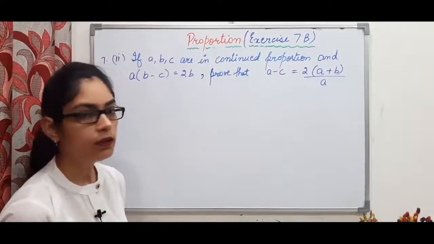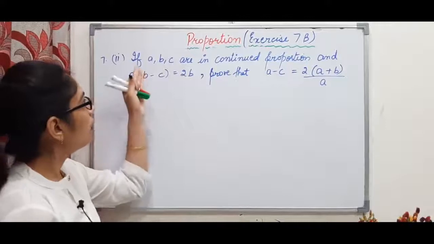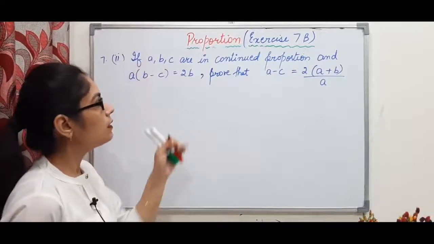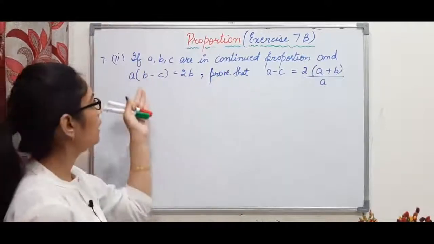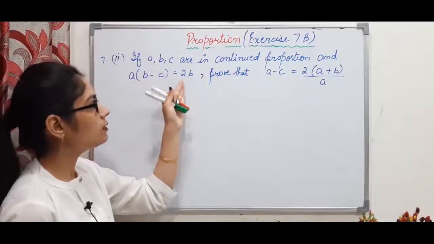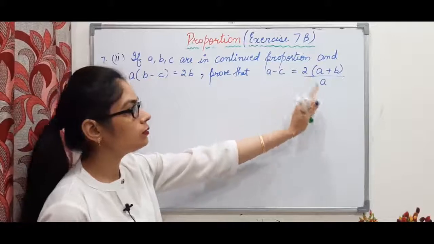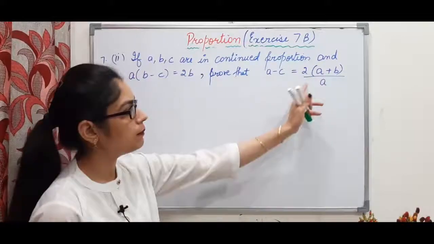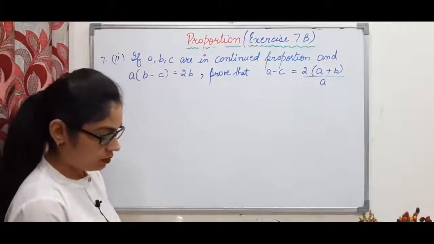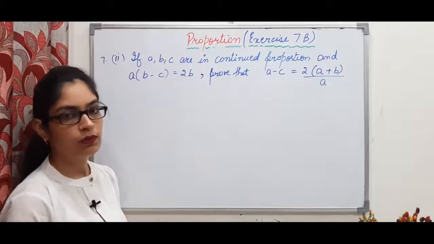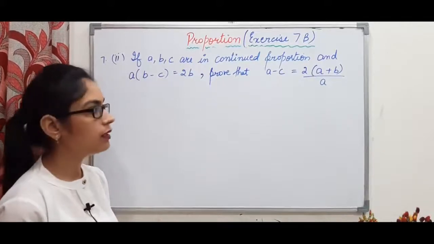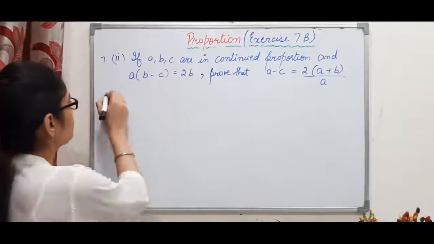In the second part of the 7th question, it's given that if a, b, c are in continued proportion and a into (b minus c) is equal to 2b, then prove that a minus c is equal to 2 into (a plus b) by a. Same way, first of all we have to make use of the given things to prove this.